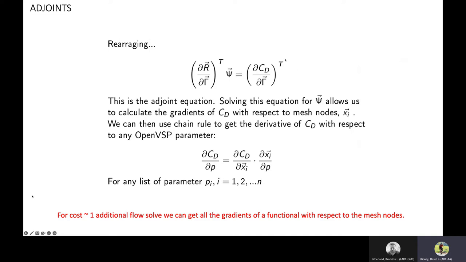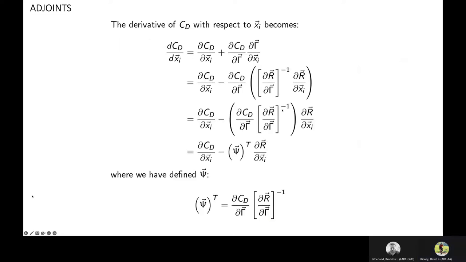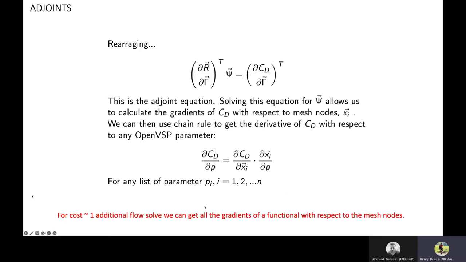If you solve that adjoint equation, you can plug it back in and calculate the gradients, the partials of, in this case, CD with respect to all the mesh nodes, for the cost of one adjoint solution. That's what I point out below, and it's the reason we go down this path. Typically, if you wanted to calculate a gradient, say the partial of CD with respect to wing sweep, you could run VSPAERO, perturb your geometry in OpenVSP, adjust the sweep by some amount, rerun the solution, and do a finite difference. If you wanted to do that for thousands of different parameters, you'd have to run thousands of VSPAERO solutions, and that would get costly very quickly.